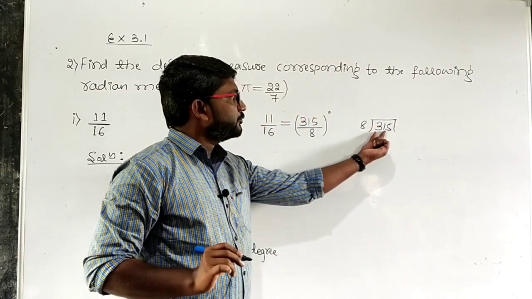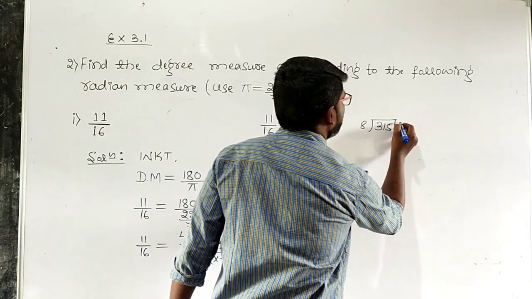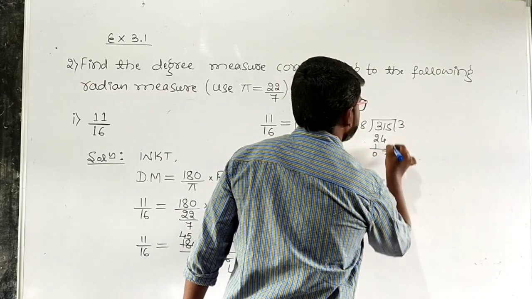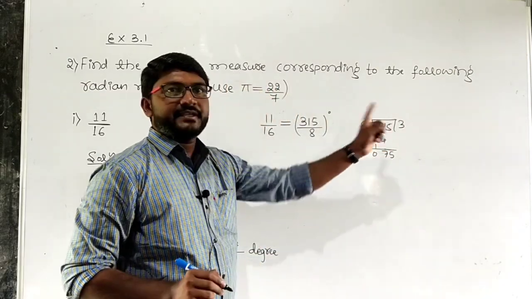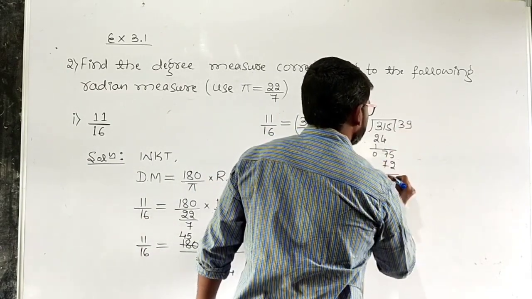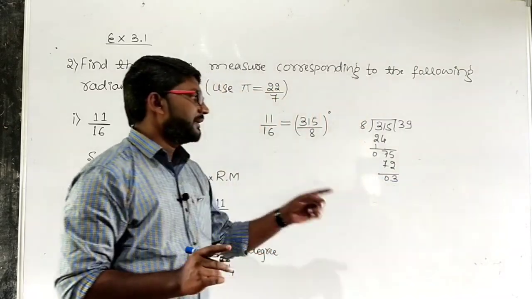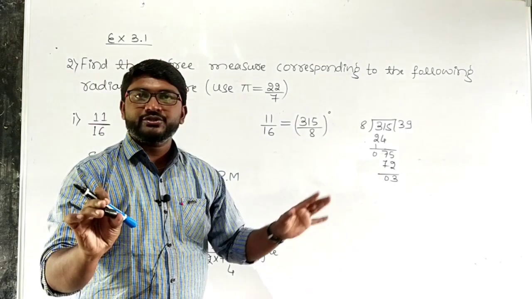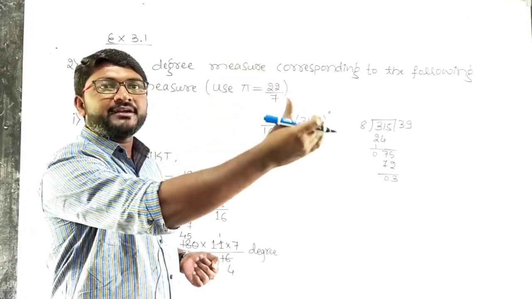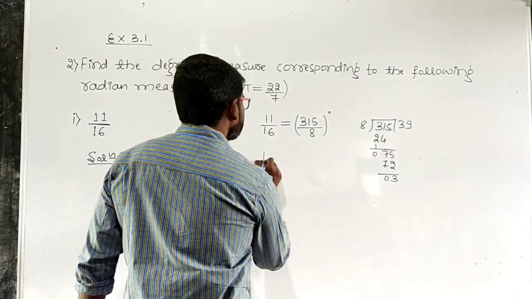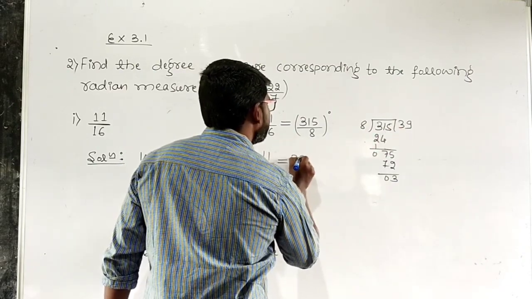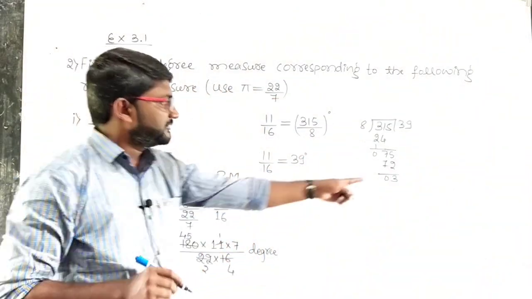So see, take the first two numbers, that is 8 threes, 8 3s are 24. So we get 7 and then the next number is 5. Then 8 9s are 72. We get 3 here. That means the remainder is less than the divisor. We have to stop the division process. Now we have to write this in the form of quotient and remainder divided by divisor. 11 by 16 equals, we take the quotient, that is 39 degree and 3 by 8.